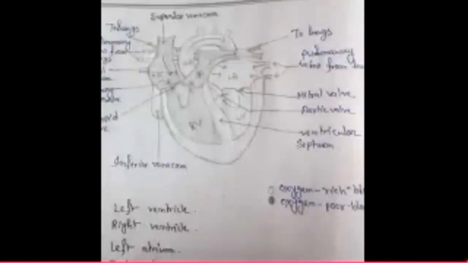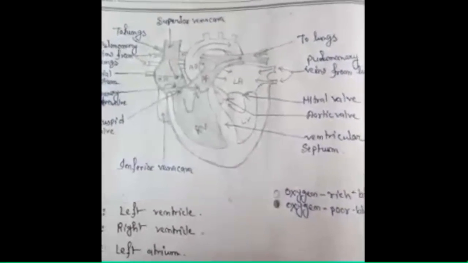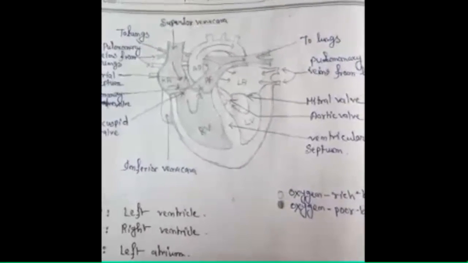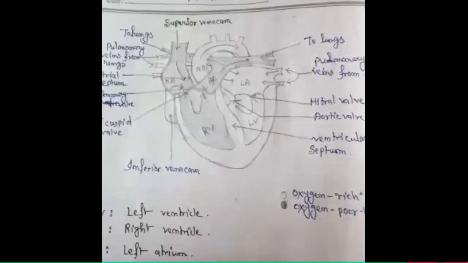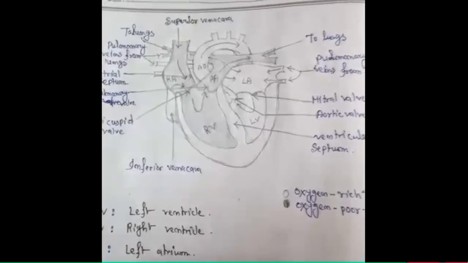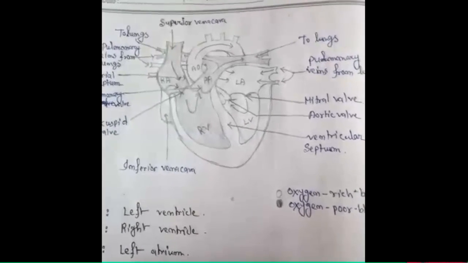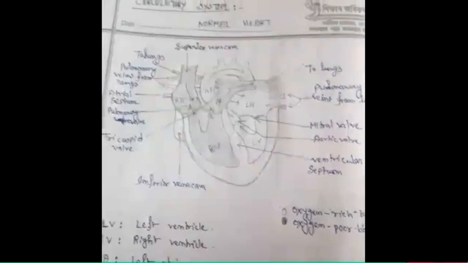Again, there is a valve, and the valve is the pulmonary valve. When it opens, the deoxygenated blood will come to the pulmonary artery, and the pulmonary artery is divided into two parts, to the lungs. The deoxygenated blood will go to both sides of the lungs. When it goes to the lungs, the deoxygenated blood converts itself into oxygenated blood in the presence of oxygen.